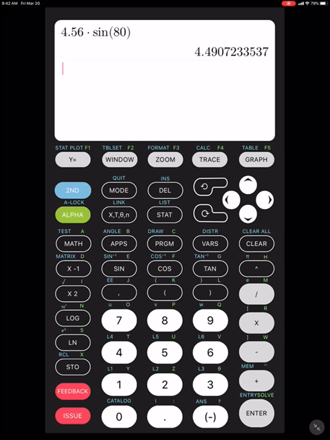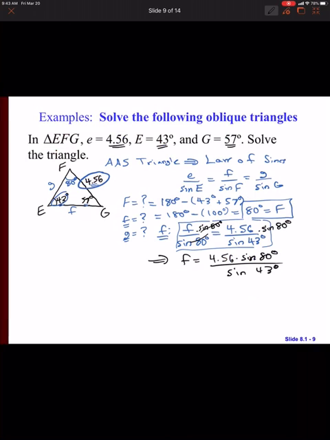4.4907. As we look at that, we have to divide that by the sine of 43 degrees. And what do we get? 6.584. And there it is. So remember, F was equal to 4.56 times the sine of 80 divided by the sine of 43 degrees, which is 6.58 if we round it. So 6.58 units. Let's put that in here. So it's approximately 6.58. So we found side F.